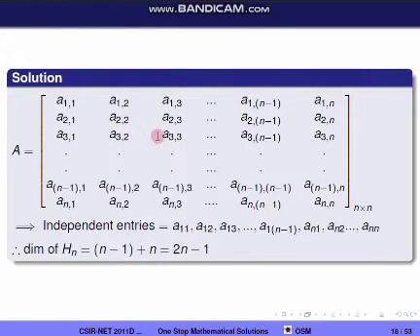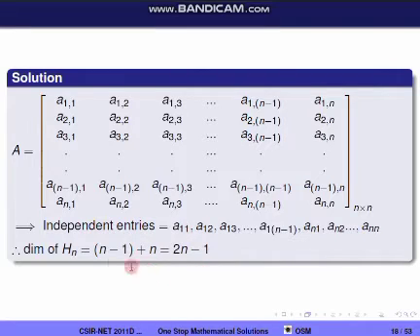So when we consider the elements coming like this are becoming equal. So the independent entries are a11, a12, a13, up to a1(n-1), then a1n, a2n, a3n, etc. up to ann. So from a11 to a1(n-1) there are n minus 1 entries, and from a1n to ann there are n entries. So the total number of independent entries is equal to n minus 1 plus n.